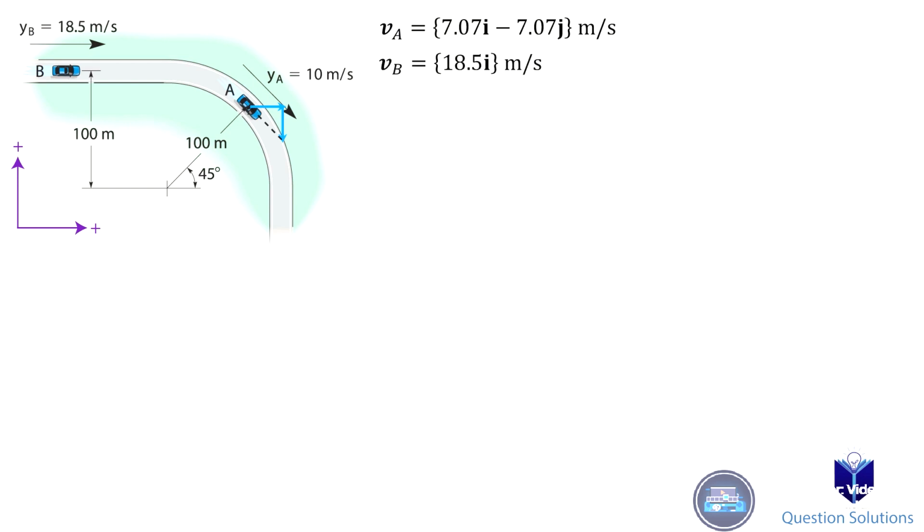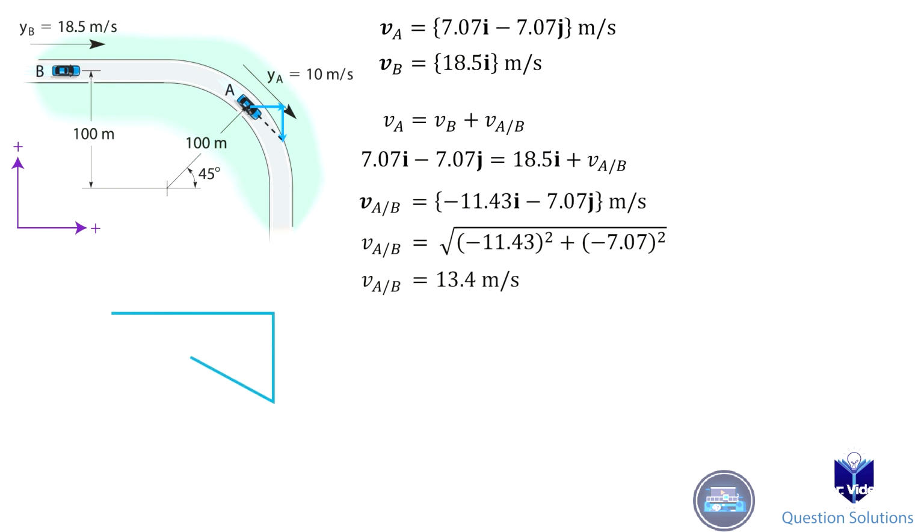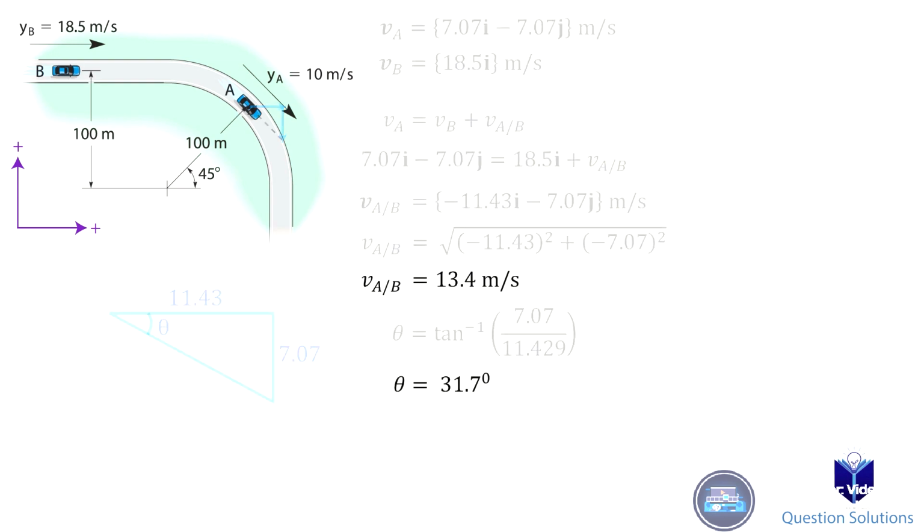We can now use the relative velocity equation. Remember that the question is asking for the relative velocity of car A with respect to car B. We can now find the magnitude. The angle can be found by taking the tan inverse. Now we can focus on acceleration.